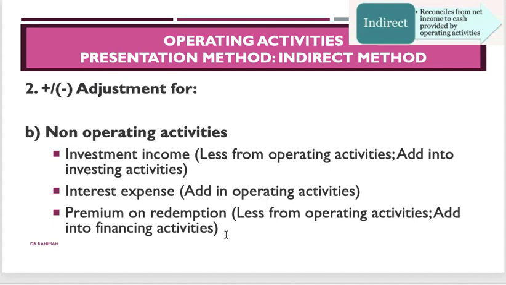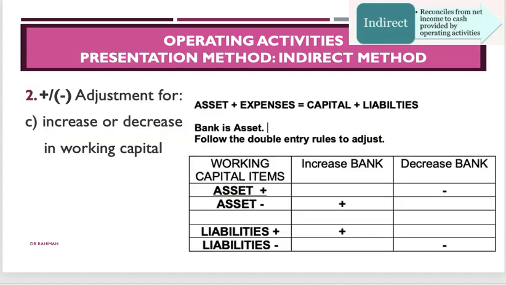And then premium on redemption, this is deducted from operating but added into the financing activity. But for your syllabus, I think you don't have this premium on redemption. This is what you pay more for the redemption of preference share capital. And then the third adjustment is the working capital. Working capital is basically the items in your current asset and your current liability. So what you have in your current asset and current liability will be taken into account in working capital. With some exceptions, there are certain items in working capital that we do not take. We will see that later.